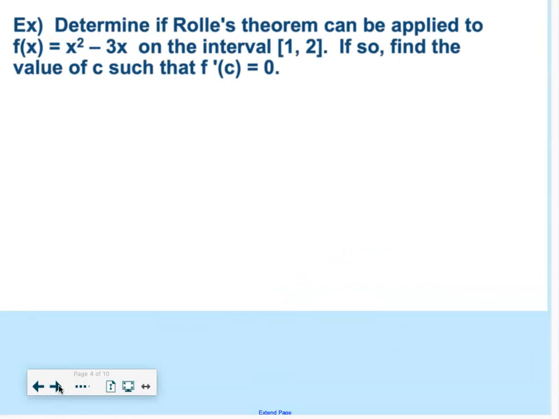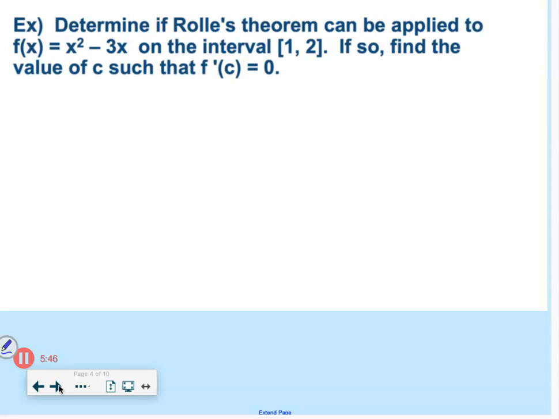So first, determine if Rolle's theorem can be applied to f of x equals x squared minus 3x on the interval from 1 to 2. If so, find the value of c such that the derivative equals 0. So the first thing we have to do is decide if Rolle's can be applied. What is the first thing we have to check?